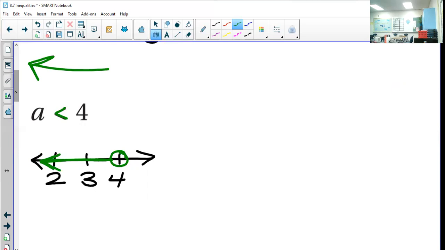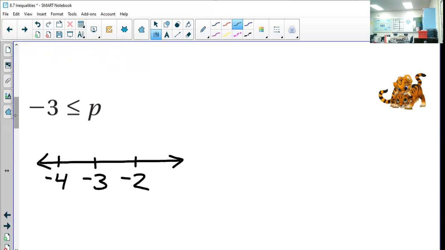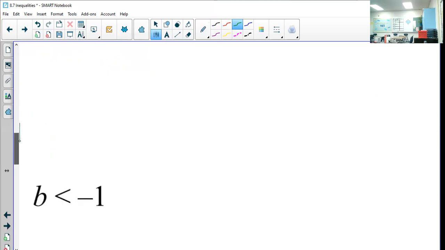Okay, next one. We have -3 is less than or equal to P. So my number line would be like -4, -3, -2. Less than or equal to means I'm putting in a full dot and I'm going this direction because that matches that. Kind of want to do a greater than one. Okay, we'll do this one right here.